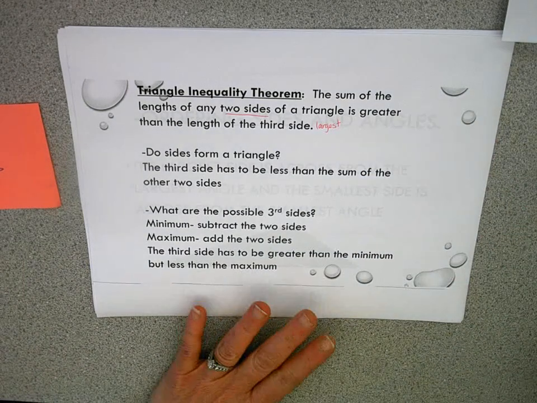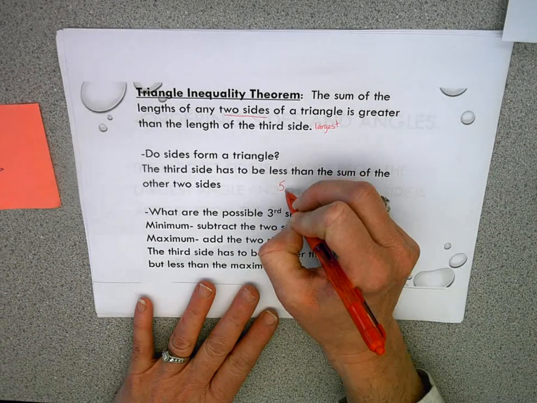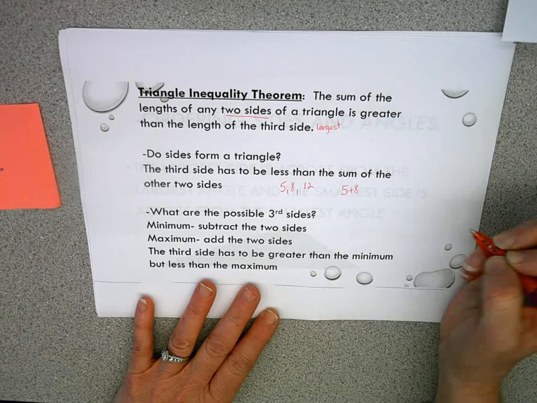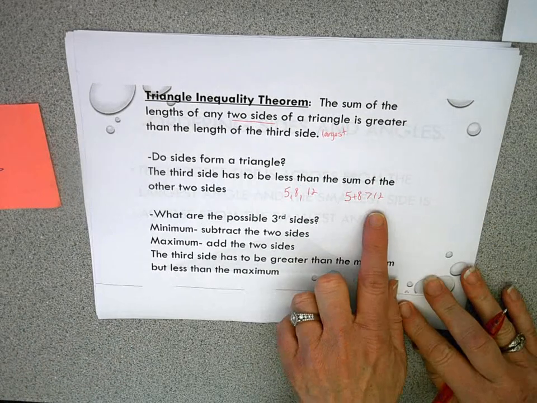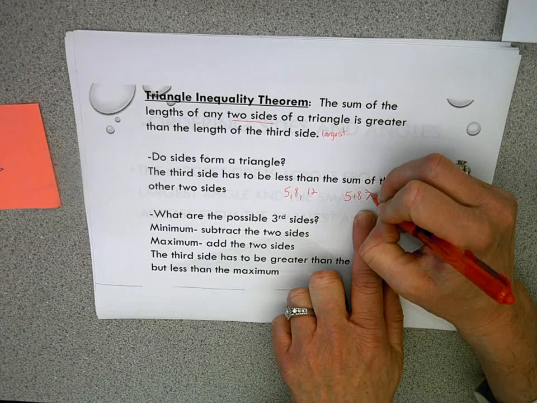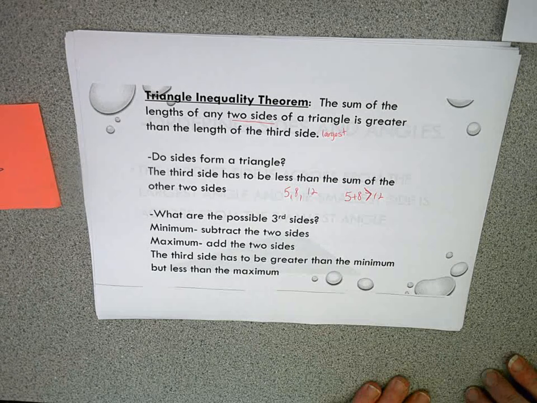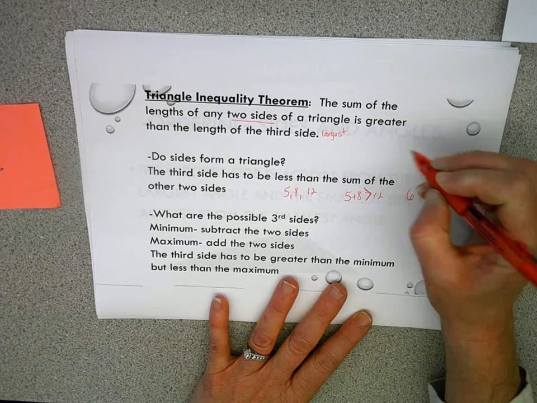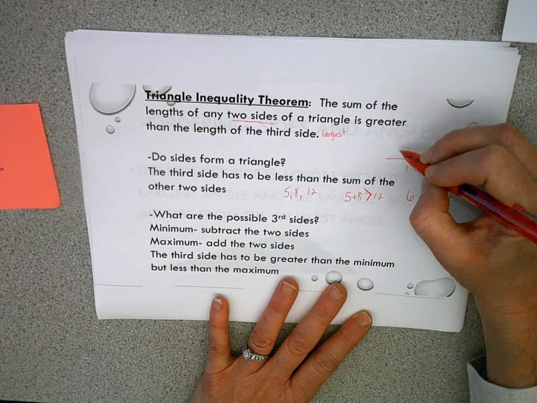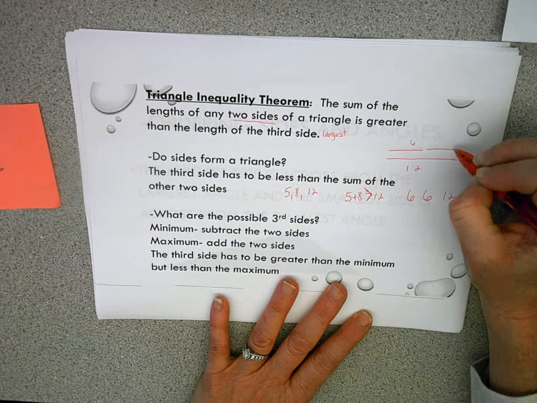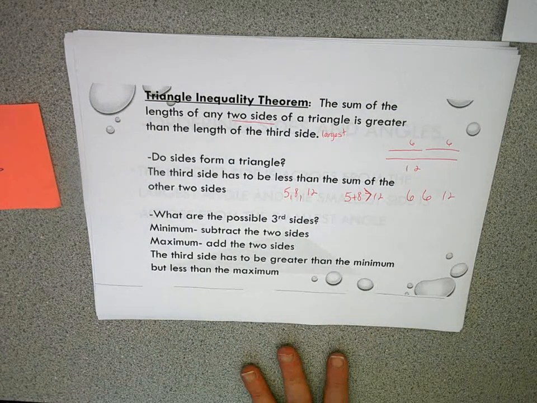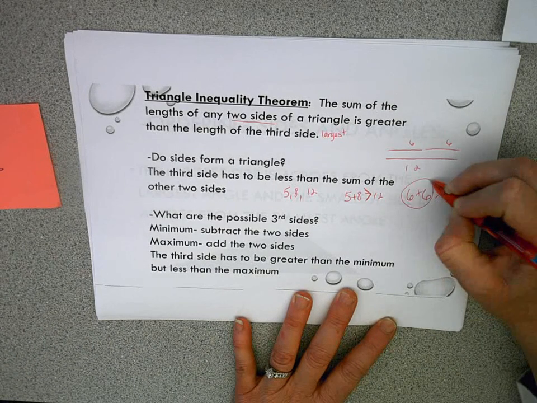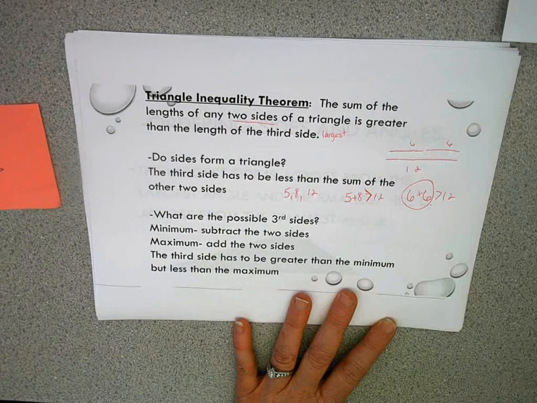So if we had 5, 8, and 12, that worked because 5 plus 8 is greater than 12. So the third side has to be less than that. Could it be 6? 6 and 6 and 12, well, let's think about it. If you had 12, and then one line that was 6 and another line that was 6, how is that going to bend at all to make a triangle? It's never going to work. So this is not greater than 12. It's equal to it. This would not make a triangle.